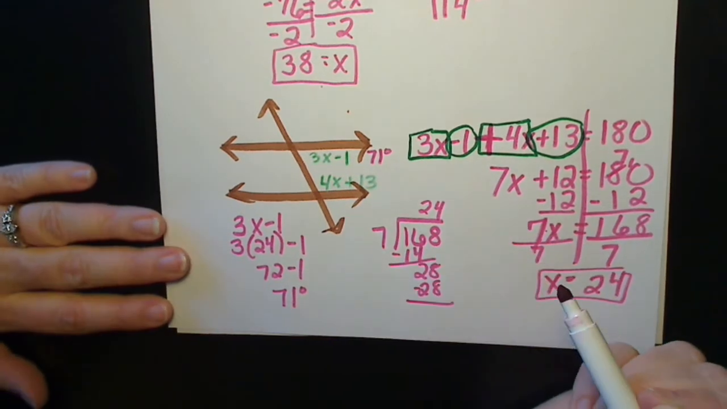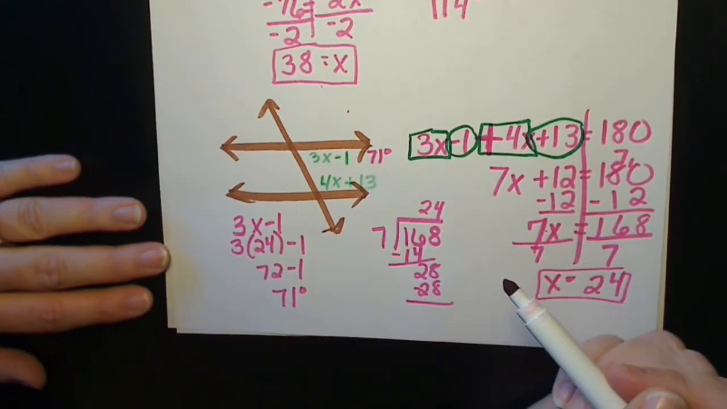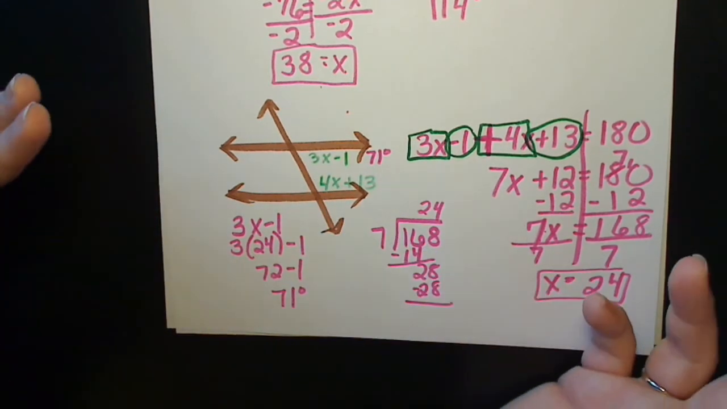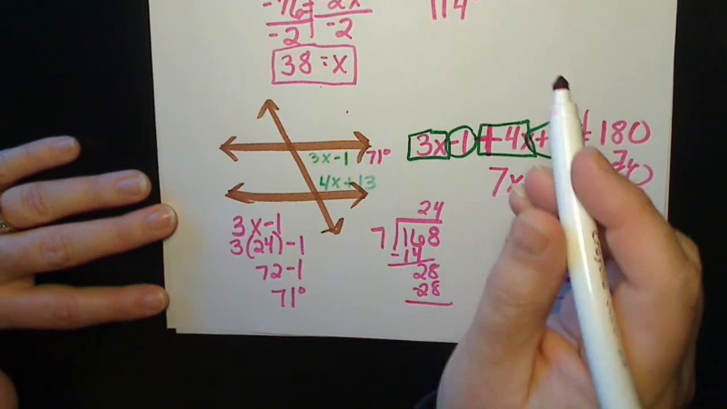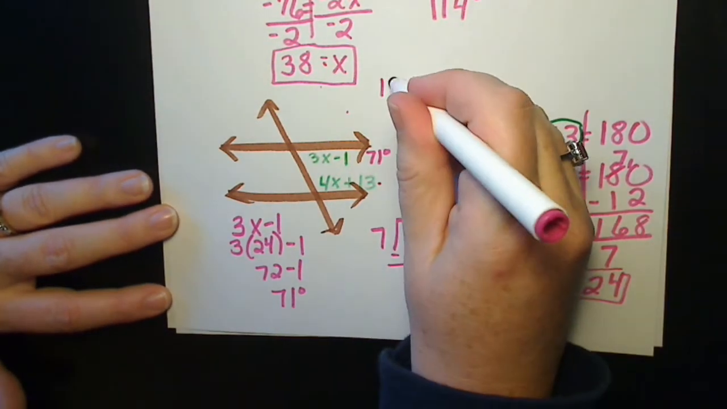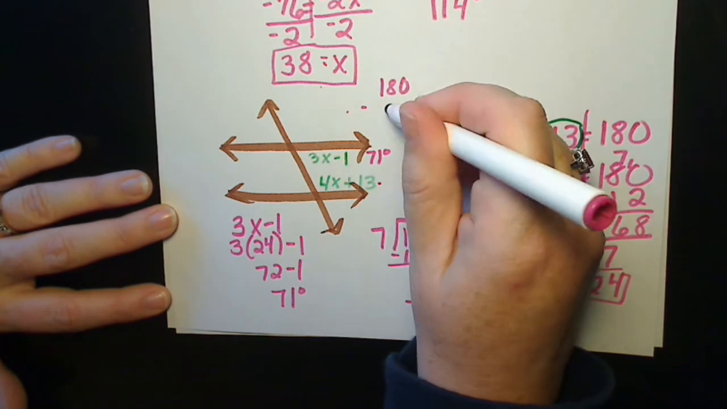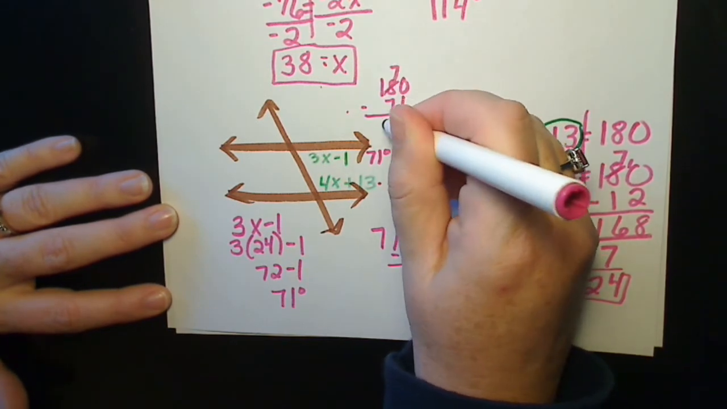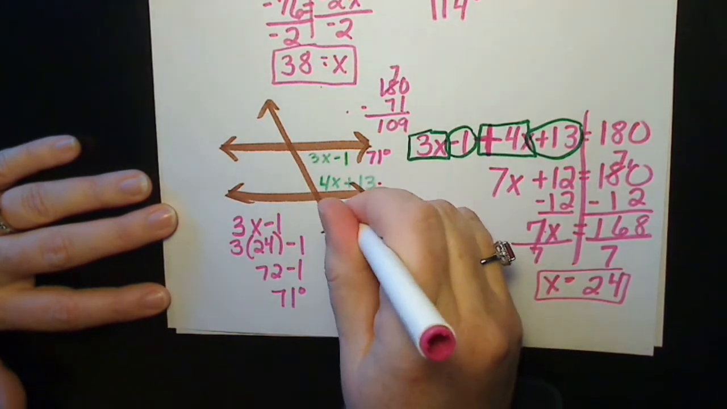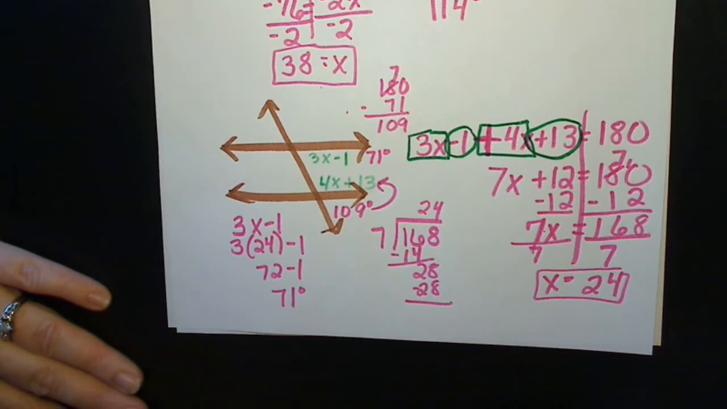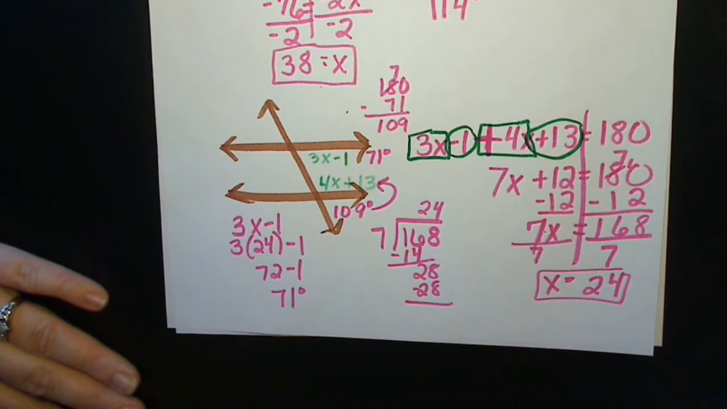This angle is then 180 minus 71, because if they're not the same, they have a sum of 180. So this angle right here would be 180 minus that 71, which is 109 degrees, would be that one. Most of the time, they're just going to ask you to solve for x.